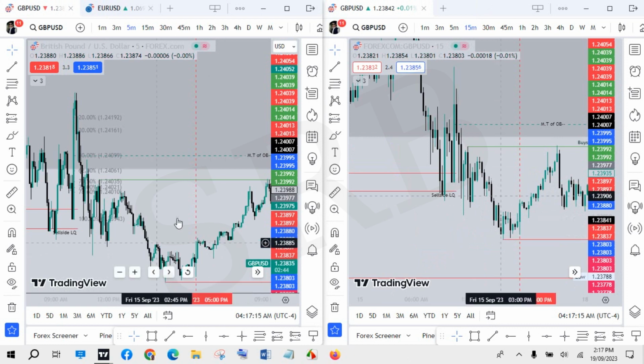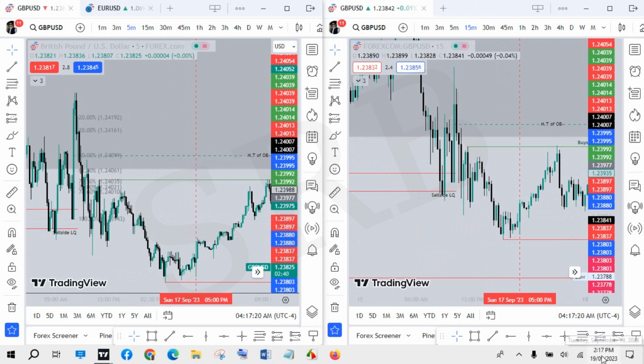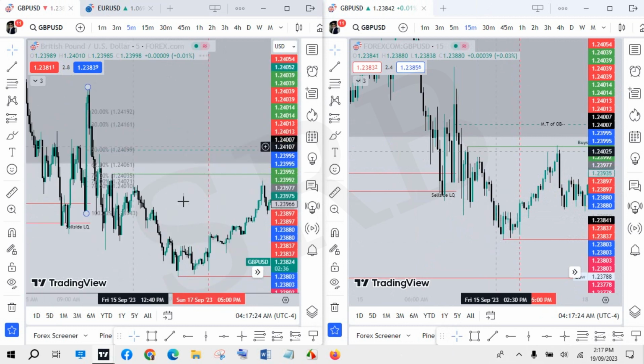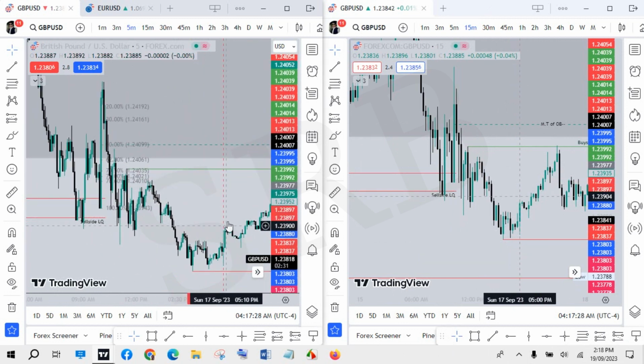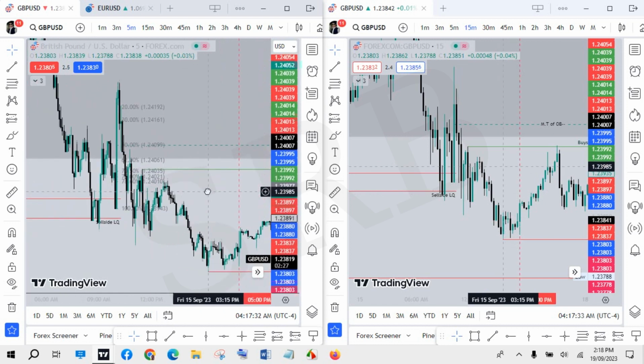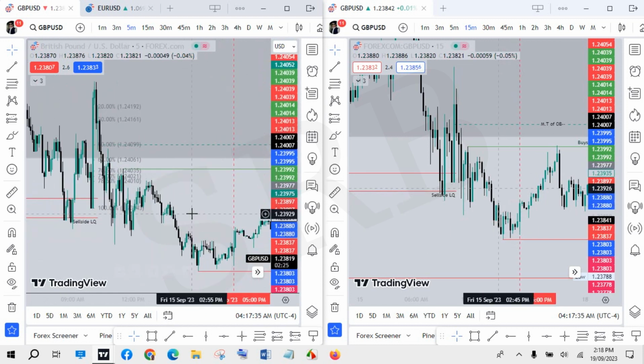So this is going to be a quick review on the pound dollar. Today is Tuesday. We'll be looking at Monday's price action, before the beginning of this week, Sunday. Let's go to the previous price action.